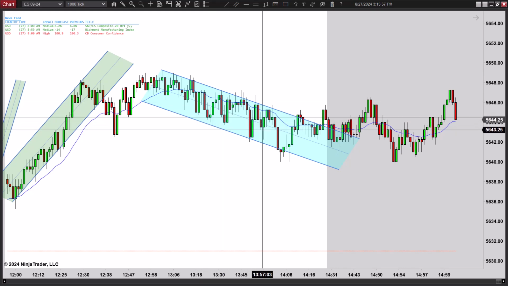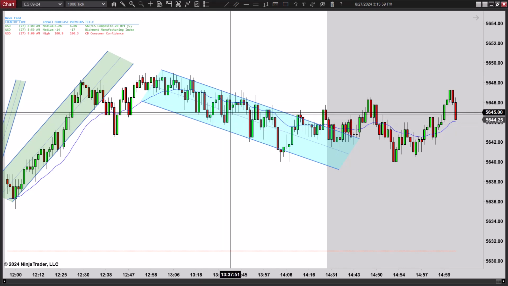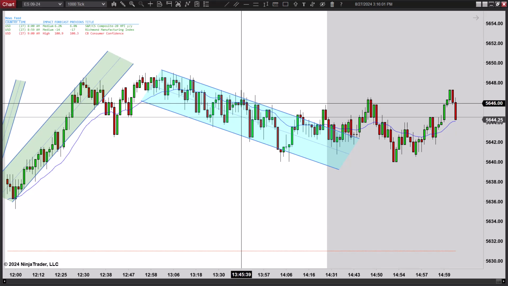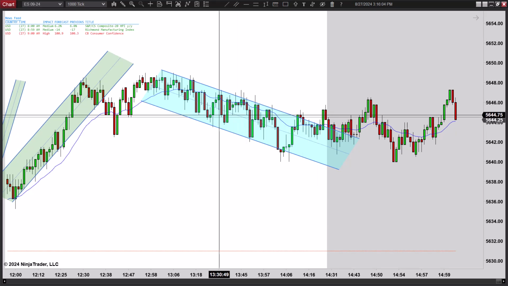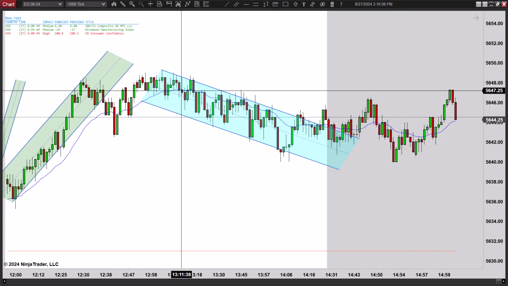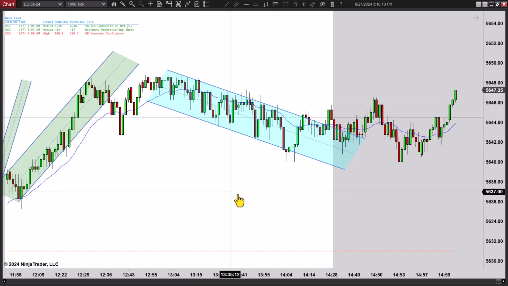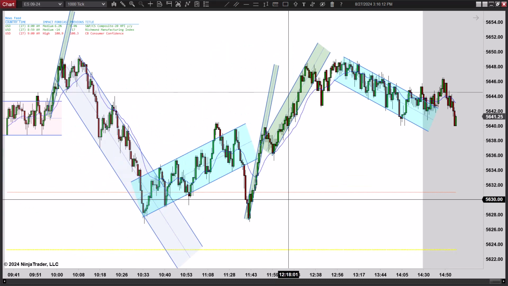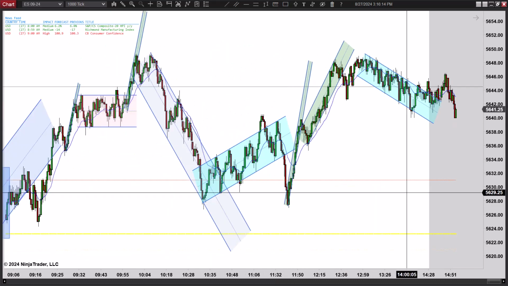Seemed like there was another one in here. 7 ticks. 6 ticks. So anyway, something to look at there and think about going to a 1,000 tick chart.